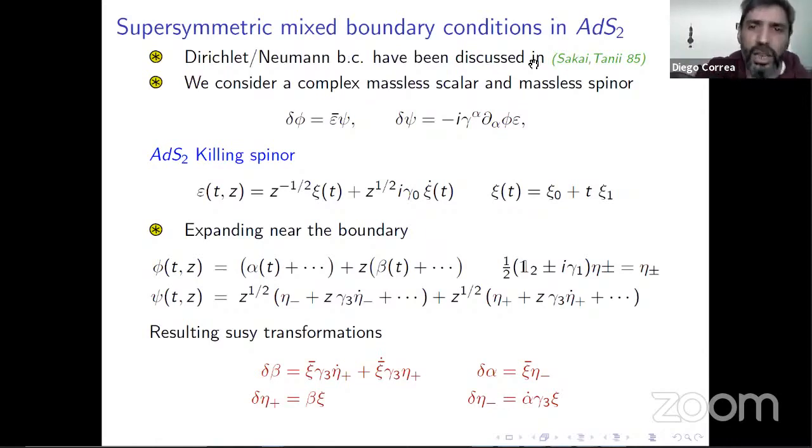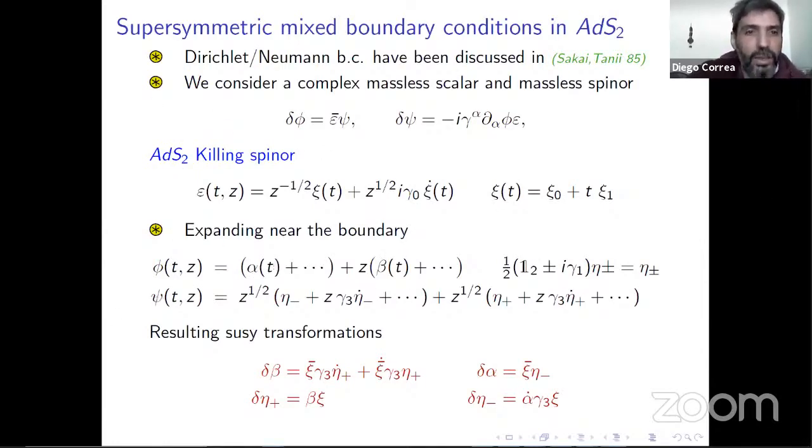Neumann and Dirichlet have been analyzed in the 80s. So we would like to consider the case of a complex massless scalar field and a massless spinor in AdS2. Those are the supersymmetry transformations. If you work in Poincare coordinates, it is very simple to get an explicit expression for the Killing spinors in AdS2. They parameterize 4 real supercharges.